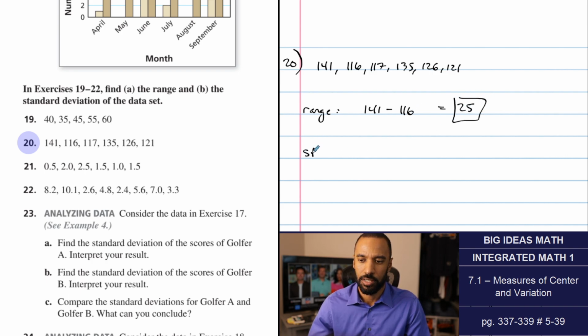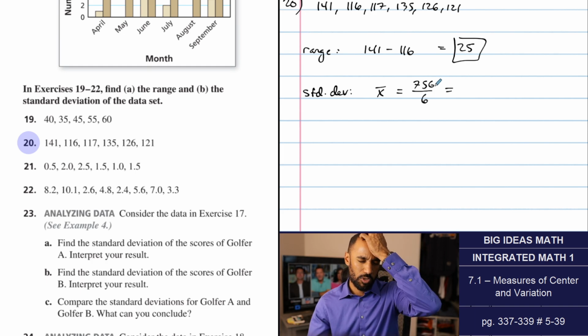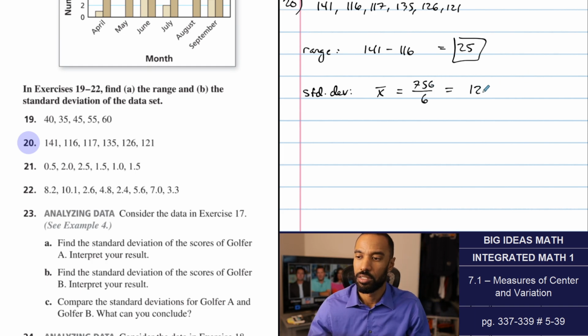Standard deviation. Let's do it again. We got to average these first. I'm going to do this on the calculator. So I'm going to add 141 with 116, 117, 135, 126, and 121. I'm getting 756, and we're going to divide that by 6. I believe that is 720. That's 120. 126? I'm going to confirm that. Divided by 6. 126, yep. So that's not your standard deviation. That's the mean.